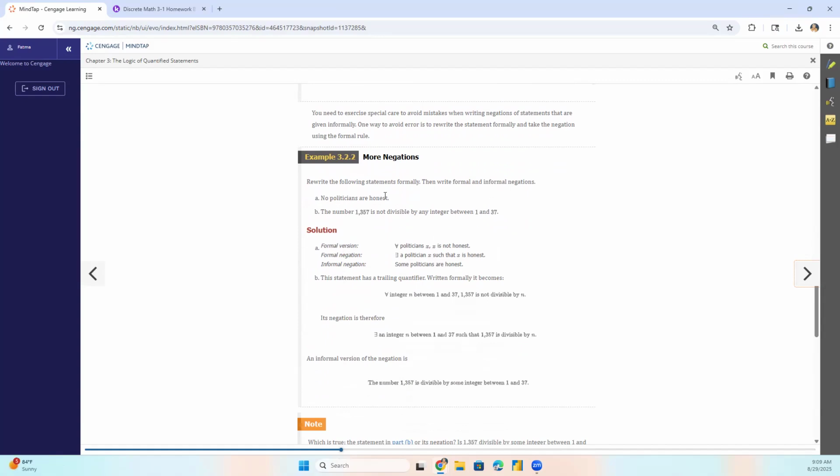Let's look at another example. When we have "no politicians are honest" and we want to negate this, we can just say that there are some politicians that are not honest, right? Sorry, for this sentence, we can convert it to a formal version: for all politicians x, x is not honest, because "no politicians" becomes "not honest." And when we want to formally negate this, "for all politicians" changes to there's at least one politician x such that x is honest.